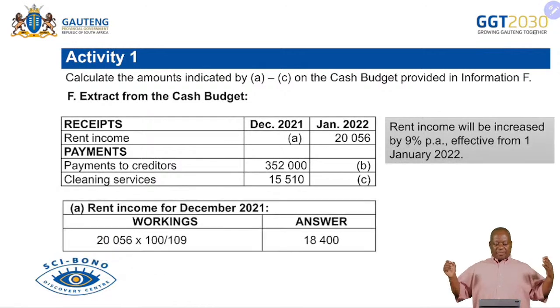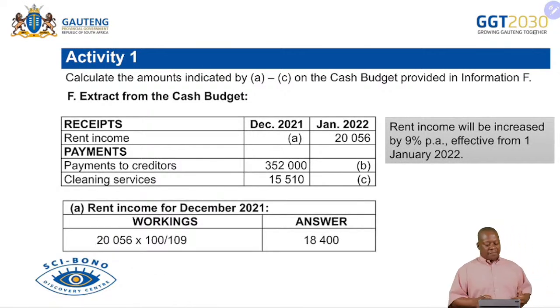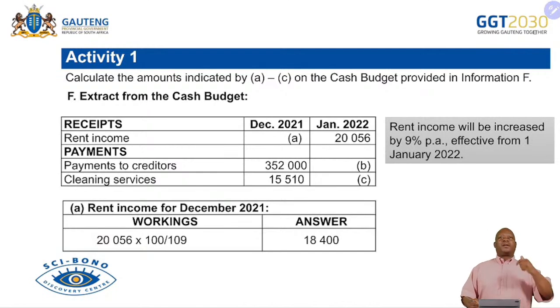Simple proportion comes into play. 20,056 rands, we multiply by 100 over 109. Remember, what we are looking for, the unknown, goes on top. The unknown is the numerator, the 100% that's what we're looking for. Straightforward. We have been doing this, guys, since the start of the year. I don't think we are going to struggle much with this. Life goes on. Let's move on and check the next part.